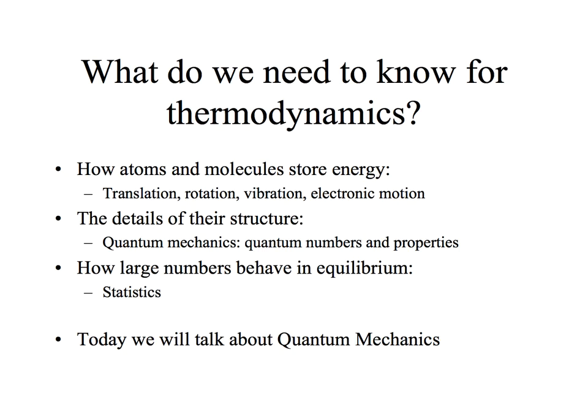And then the third thing we need to know is, once we know all that, how do the large numbers of particles behave in equilibrium? That's statistics. We've actually already done the statistics. You'll see that once we're done with quantum mechanics, then it will go pretty fast to figure out how large numbers of quantum mechanical particles, as it were, behave. Okay? But for now, we're going to talk about quantum mechanics.